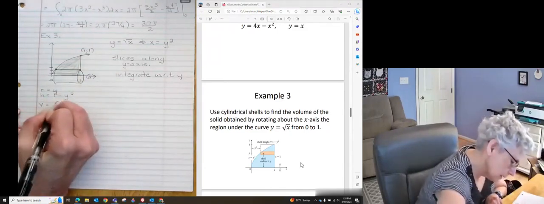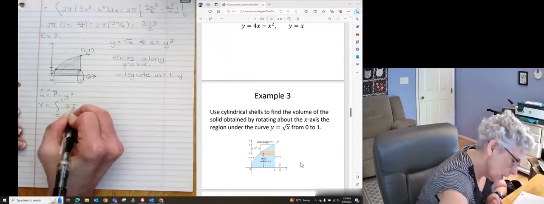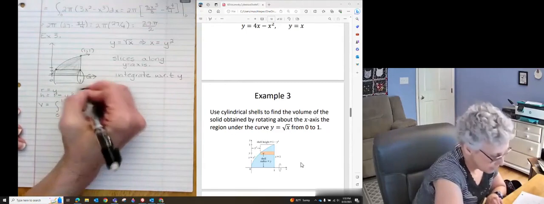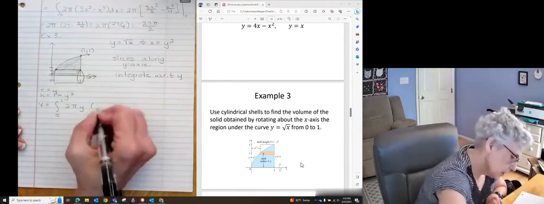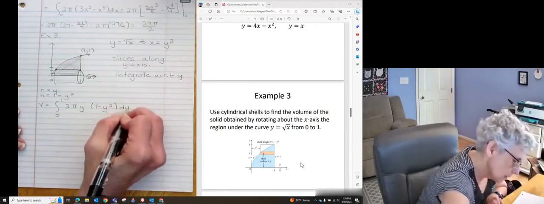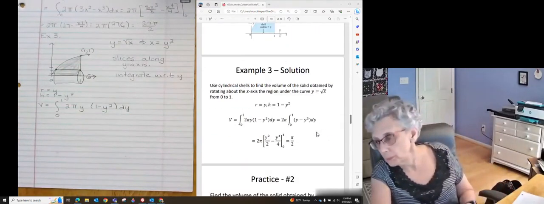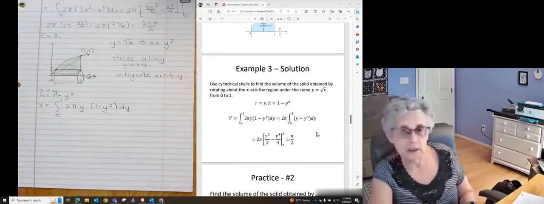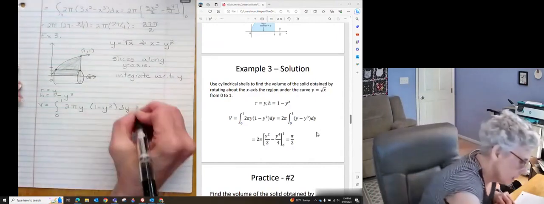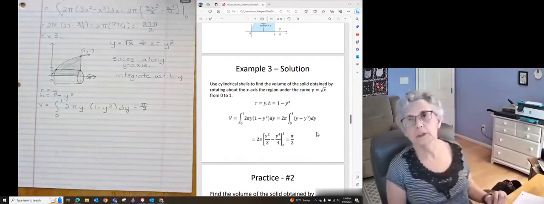So my volume, I'm going from 0 to 1, 2 pi times the radius, there's the circumference of my cylinder, times the height, which is 1 minus y squared dy. And there's the answer. You don't have to watch me do the algebra and the easy integration. Pi over 2.